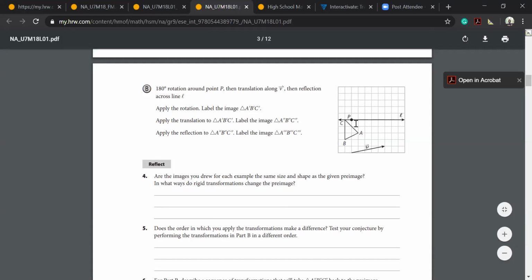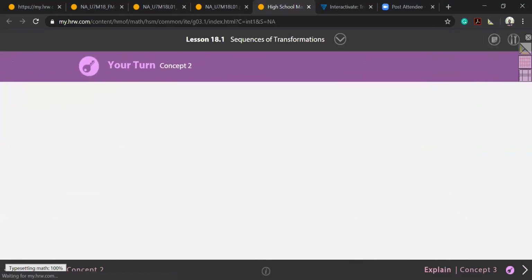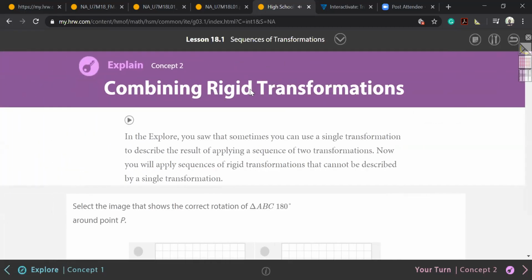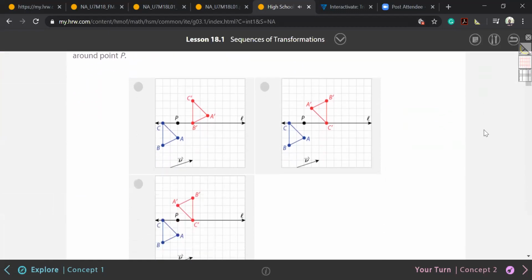So let's use the protractor. I am going to put the protractor in here. Okay, let's do it here. I have triangle A, B, and C, and this is point P. And I have to rotate it 180 degrees around point P. And you have 3 choices in here. Which choice is the correct one? Is it like this, or like this, or like this?